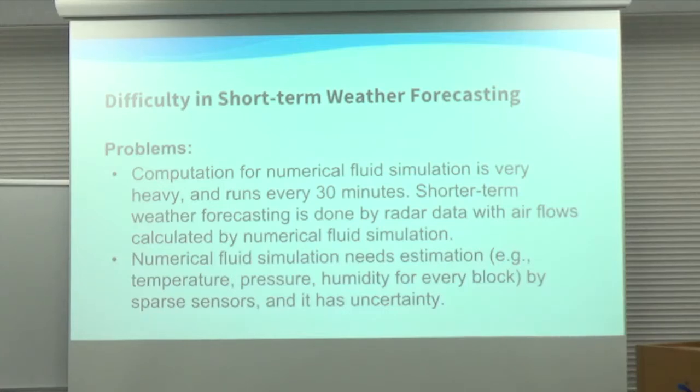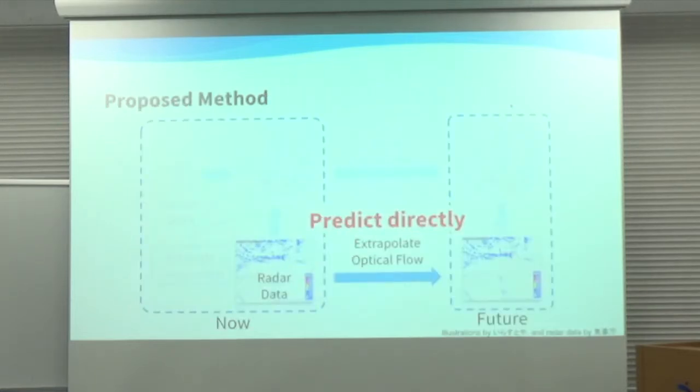And plus, the latter one is what I said before. Numerical fluid simulation needs many estimations like temperature, pressure, and humidity, but the sensors are not dense enough to estimate all the blocks on the Earth, and so it has much uncertainty. The proposed method uses only radar images to predict radar images, and so it can predict directly.